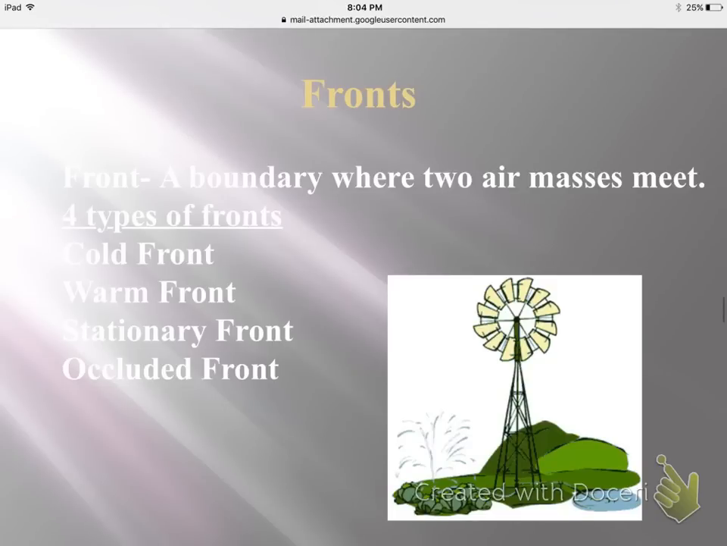Once we've talked about air masses, we can move on to fronts and the different types of fronts that there are. A front occurs whenever you have 2 unlike air masses that meet up. So when these 2 unlike air masses meet up, it forms a boundary, and that boundary is the front. So there's 4 types of fronts. We're going to cover cold fronts, warm fronts, stationary fronts, and occluded fronts. And as I describe them, I'll show you what their symbol would look like on a weather map.